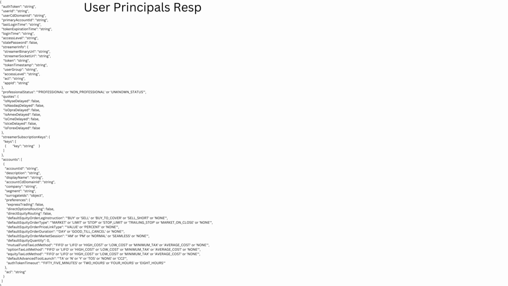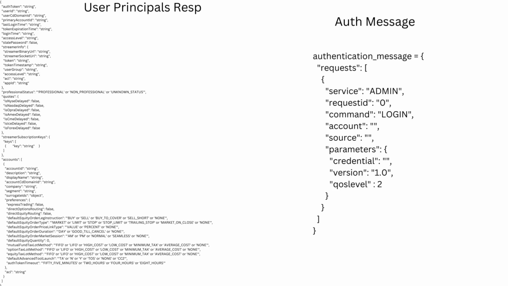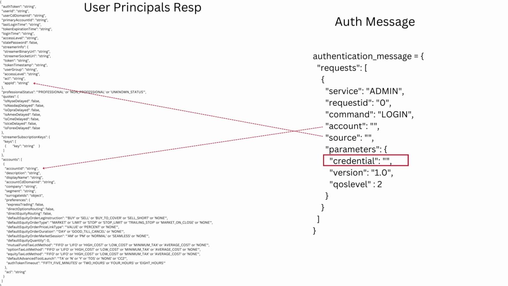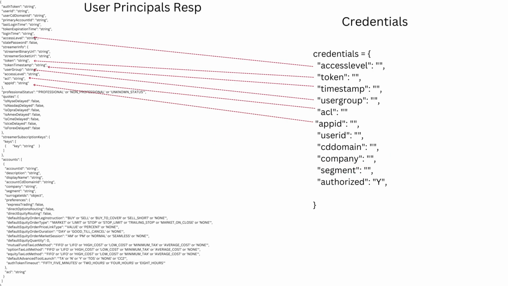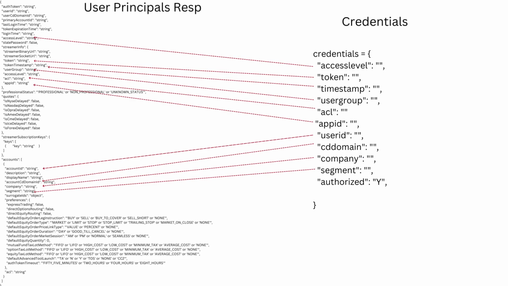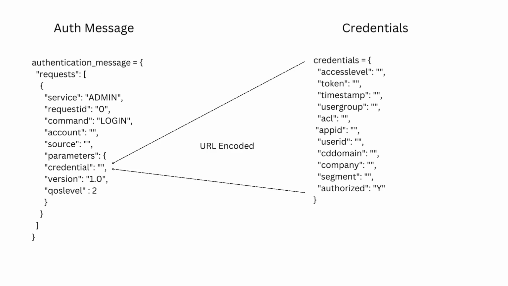Let's see what's present in the User Principals API response and what's required for us. Most of the information we need is in the Streamer Info section and the Account section. For the auth message for initial login, we require account and source. Then the credentials, which in turn require more attributes. I have mapped each variable. No need to write it down; I have them in the GitHub repo linked in the description. Finally, the credentials also have to be in a URL encoded format.